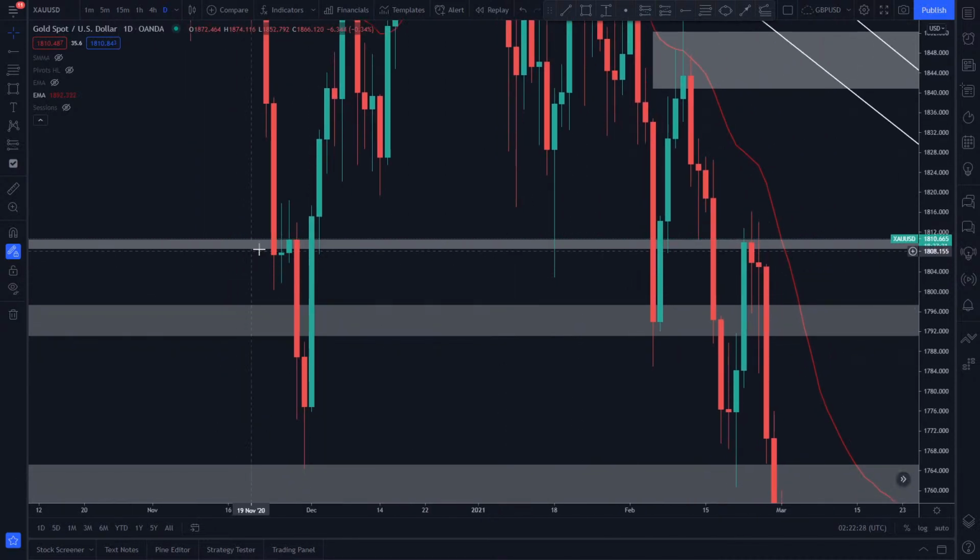All right, because we're at this daily structure right here. So as you know, this is the 1, 2, 3 engulfing, right?